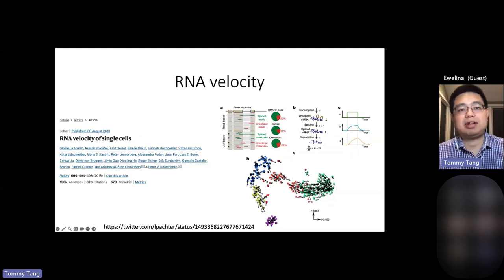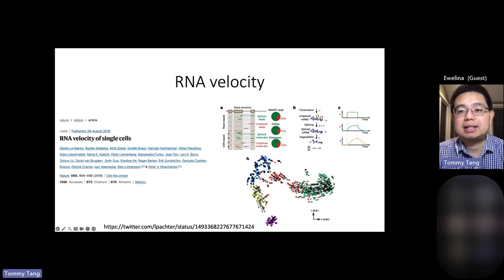Okay, RNA velocity is kind of related. It was proposed in a seminal paper in 2018. The main idea is that the balance between unspliced and spliced mRNA is predictive of cellular state progression. To do this, you will need to get a count matrix of the exon counts and also the intron counts.